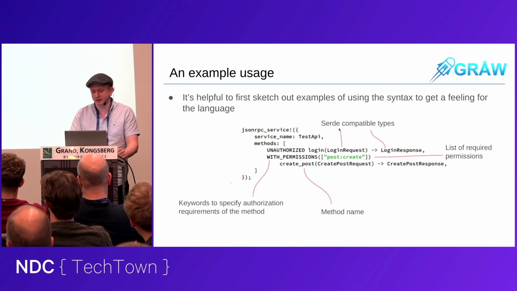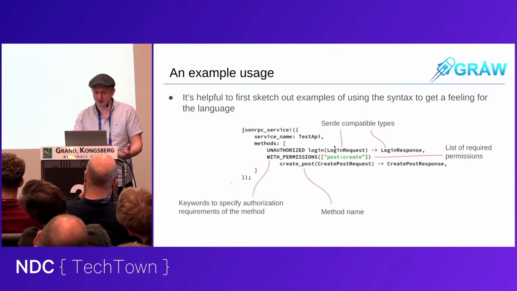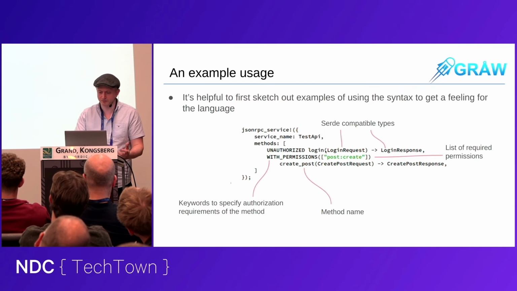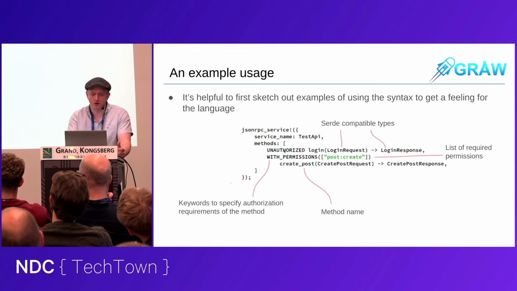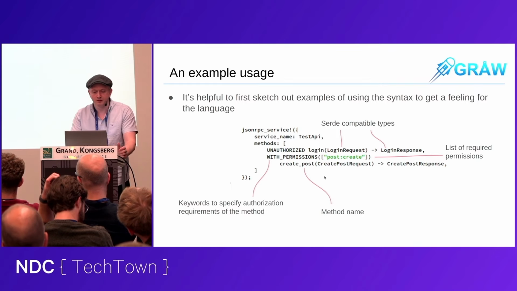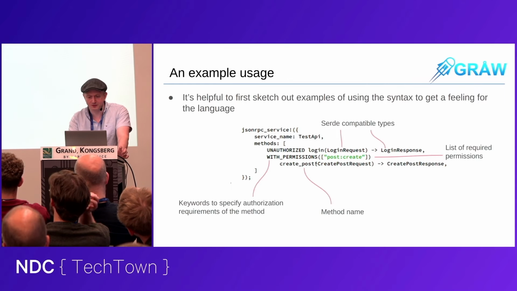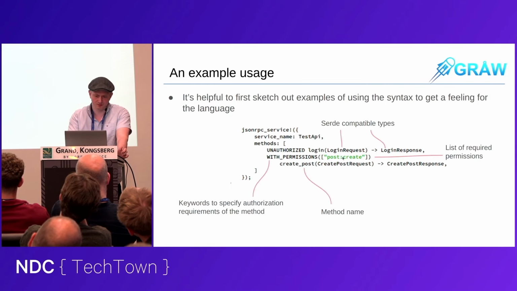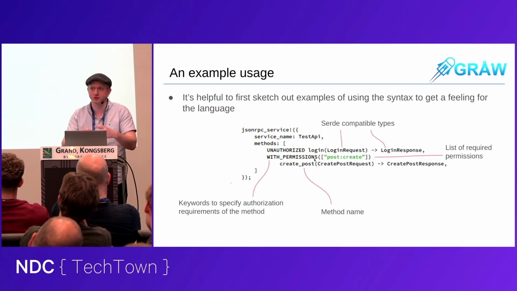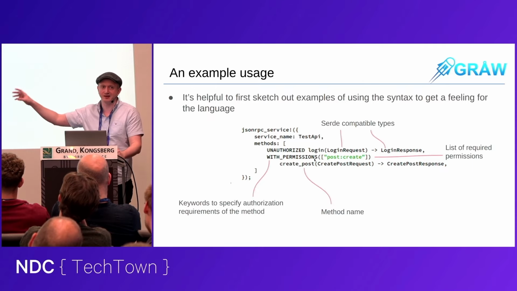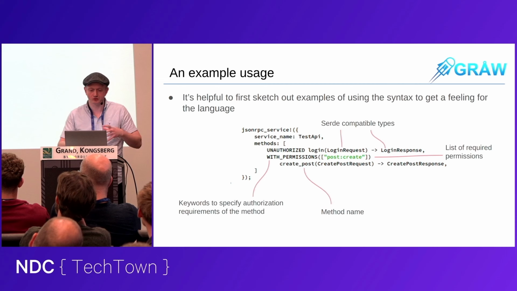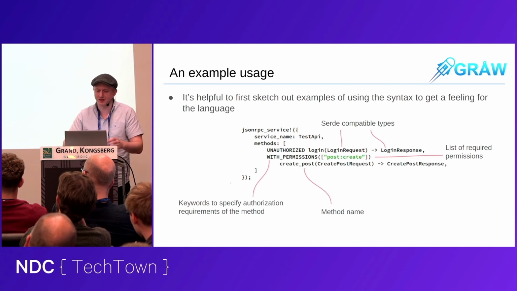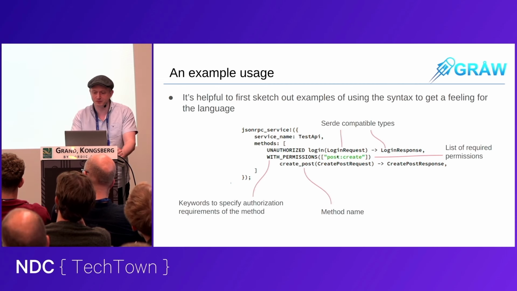But we can already see what we talked about in the previous slide here, that you have typed methods. So this looks like a normal Rust function-ish, request type, response type. Login is unauthorized because it has to be. And for this create post, you need the post create permission. You can read this by just looking at this language. You don't need to go to any handler registration function, or it's not spread out anywhere. It's just in the definition of your service. You have all the information you need to make important decisions and analyze this API.